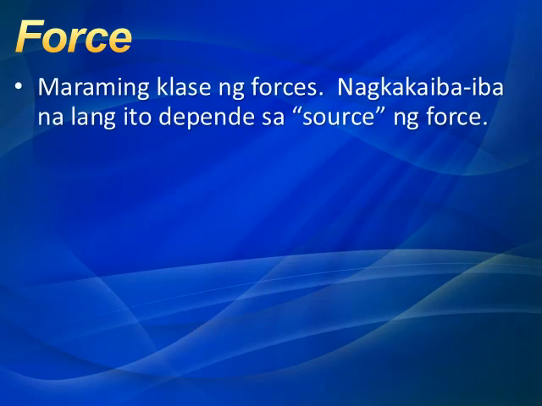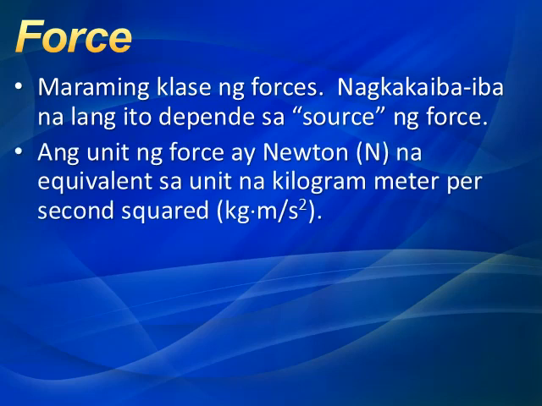Okay, so with force, there are many kinds of forces. So they differ depending on the source of our force. So the unit of force is Newton. So the equivalent of Newton is the unit kilogram times meter per second squared. So if you remember, this kilogram is a unit of mass, and then this meters per second squared is a unit of acceleration. So therefore, this is actually called a derived unit. Okay, the Newton is a derived unit.